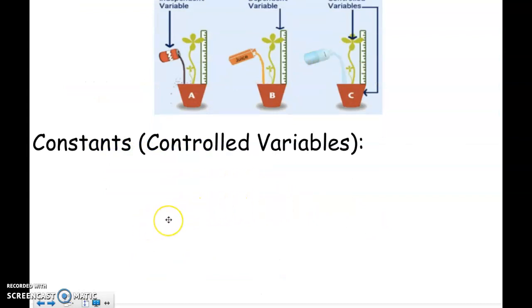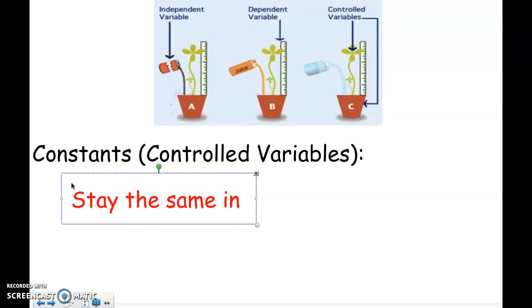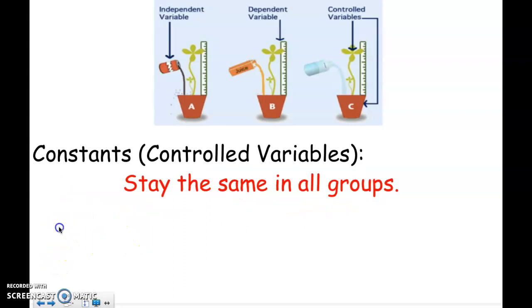Constants are things that stay the same. I don't have a pull out for this, but they're variables that stay the same in all groups. So what would be some things in this experiment that would stay the same no matter what? Think about that. What's staying the same across the board here? We could say the type of soil.